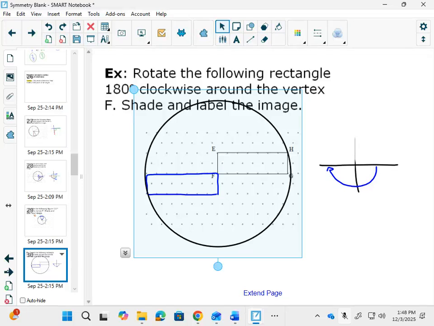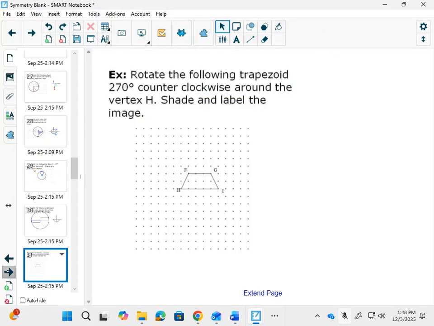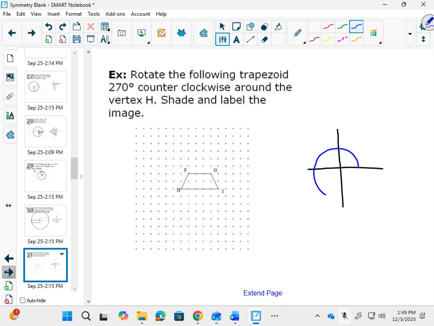Okay, one more you try to get on your own. 270 degrees counterclockwise would mean something starting here has to go all the way to there for 270 degrees. I'm going to trace it out and get it ready. You guys work on it on your own. There we go.